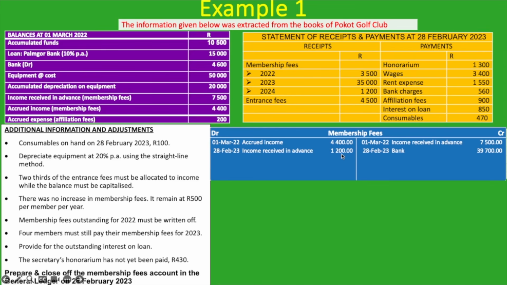That's why we are debiting the 1,200 Rand that is already included in this 39,700 Rand. But we know this is income received in advance, from those who paid this year for next year's services that they're going to enjoy. I hope that is making sense thus far.